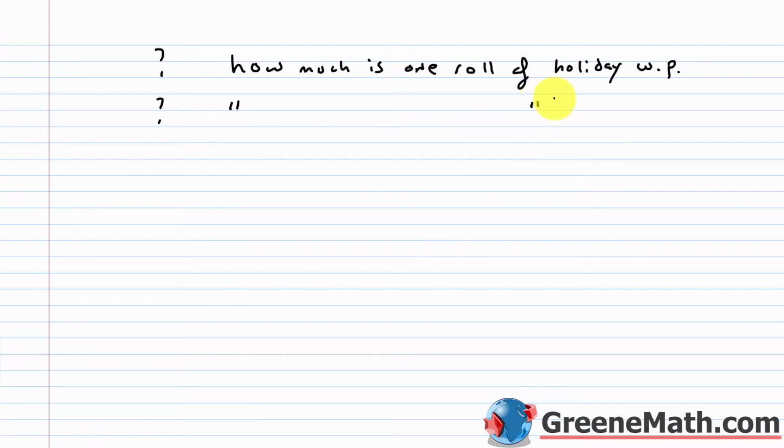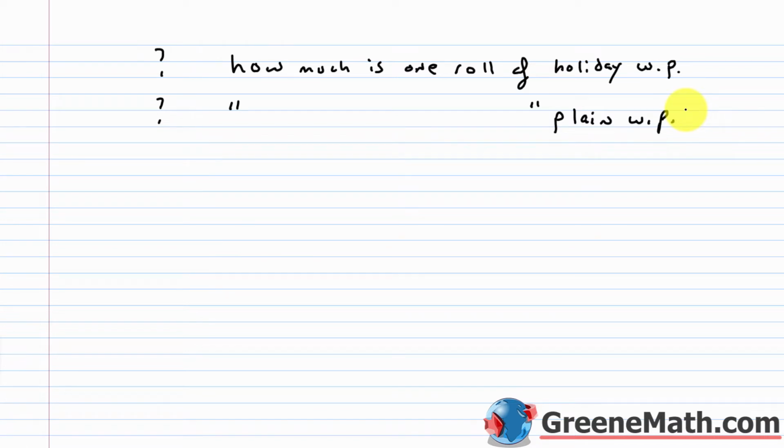We don't know how much is 1 roll of holiday wrapping paper. I'm just going to put W.P. That's for wrapping paper. And then we also don't know how much is 1 roll of plain wrapping paper. So plain and then W.P., just to abbreviate a little bit. So let's assign a variable to each one. And let's just use X and Y because those are the most common.